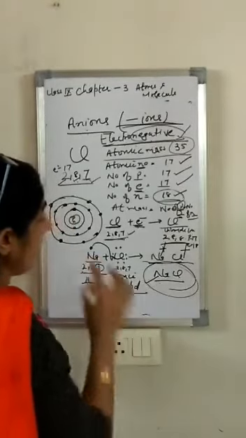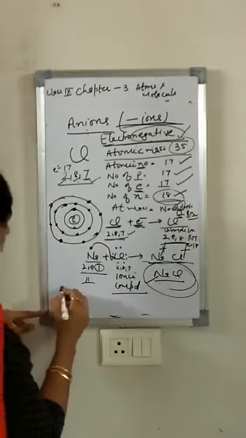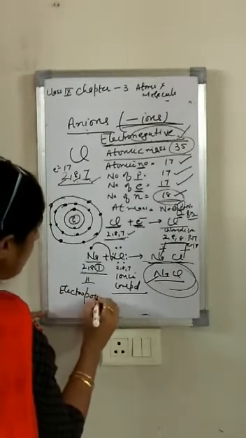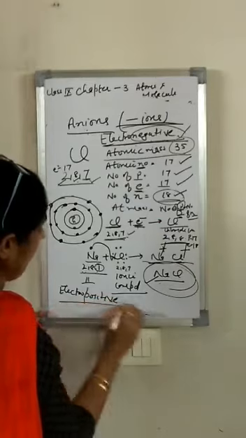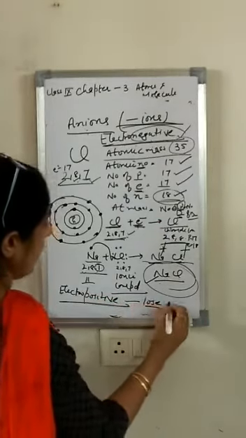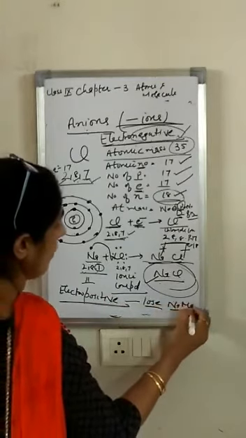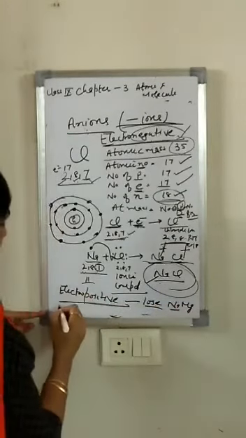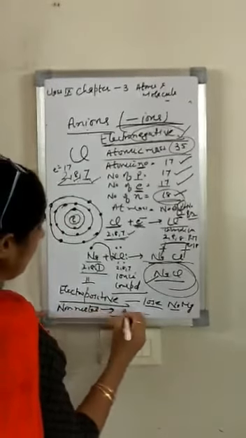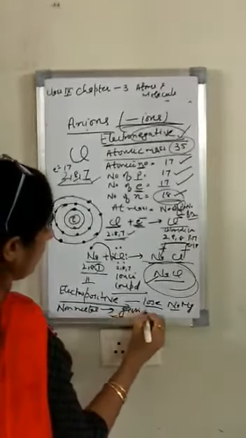So always remember, beta, metals are electropositive. They lose electrons. Sodium is a metal. Magnesium is a metal. And non-metals are electronegative. They gain electrons.